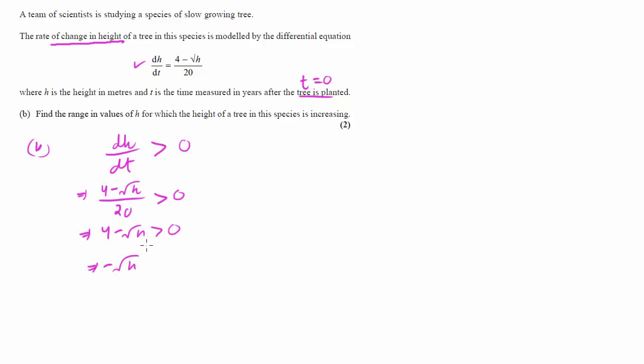We can write minus square root of h is greater than minus 4. If we cancel off the negative sign, it would be square root of h is less than 4. Now, if we send this to the other side, this is going to be 4 squared. Therefore, h is less than 16.